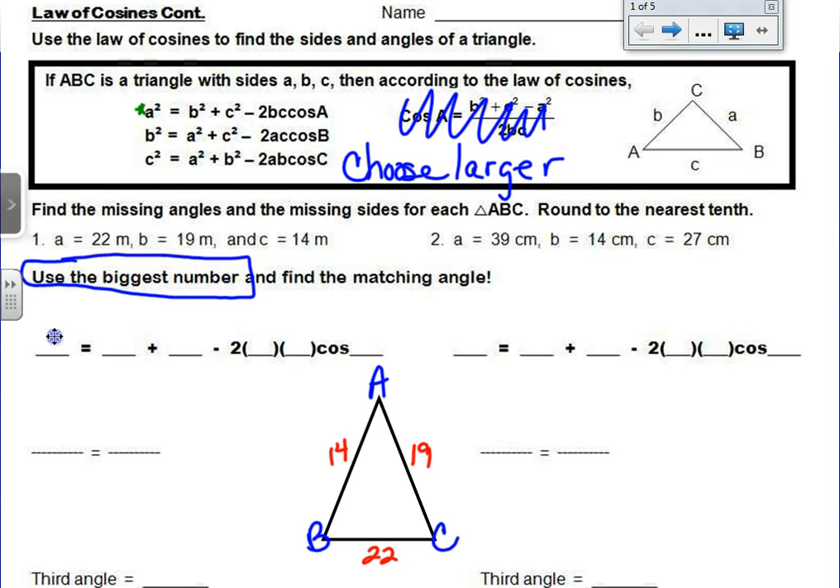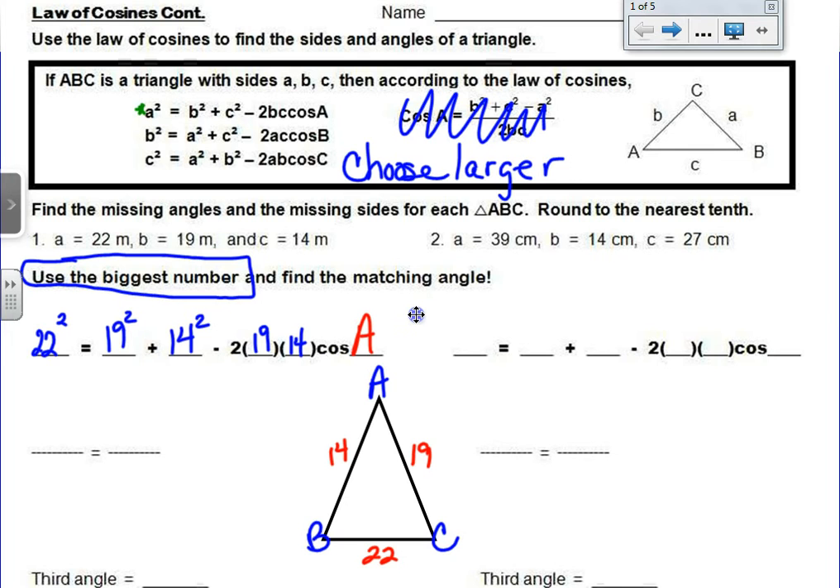And let's fill it in. Now this time, little a. I know little a. What is little a? 22, isn't it? Yeah, 22. So we'll do 22 squared equals, and then the other two sides can go in any order because of the commutative property. But I'll write 19 squared plus 14 squared minus 2 times 19 times 14. And then here's where it's different, times the cosine of A, because I don't know him.